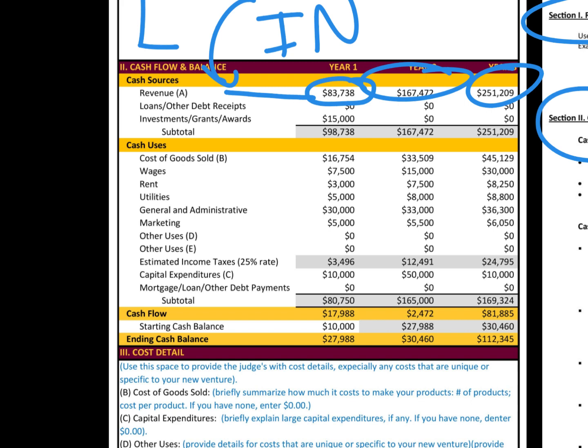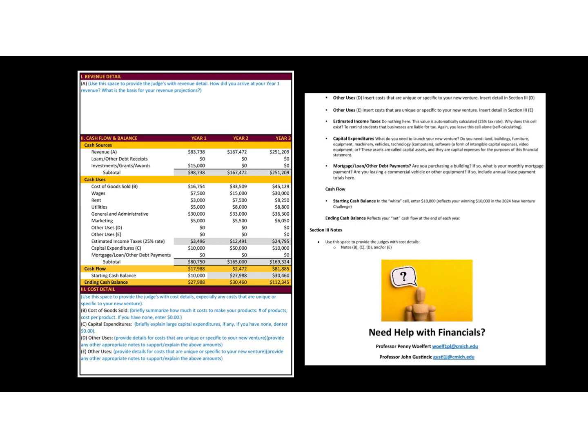And then we get to here, cash uses. This would be money out. These are all the expenses associated with a new venture. But again, you do not have to be an accountant. I'll jump into some more detail here.